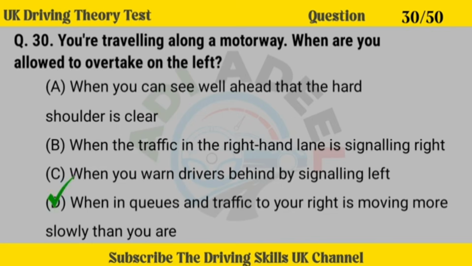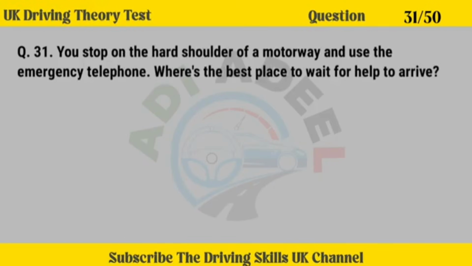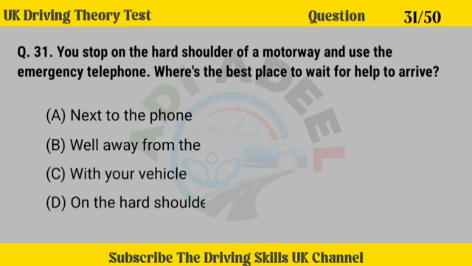The right answer is D. When in queues and traffic to your right is moving more slowly than you are. Question 31. You stop on the hard shoulder of a motorway and use the emergency telephone. Where's the best place to wait for help to arrive? A. Next to the phone. B. Well away from the carriageway. C. With your vehicle. Or D. On the hard shoulder.